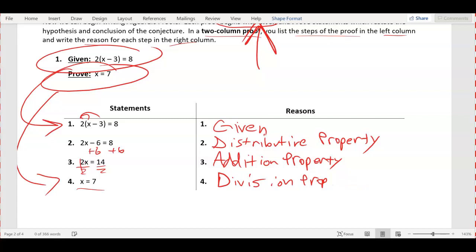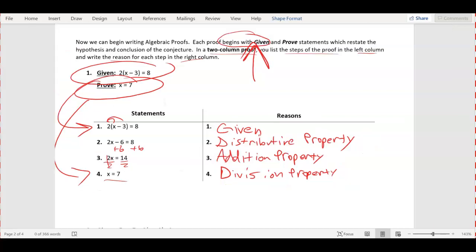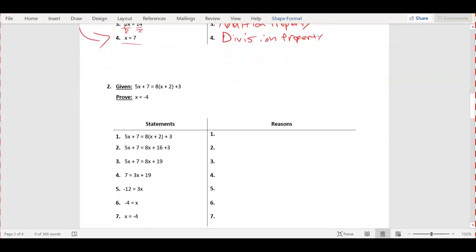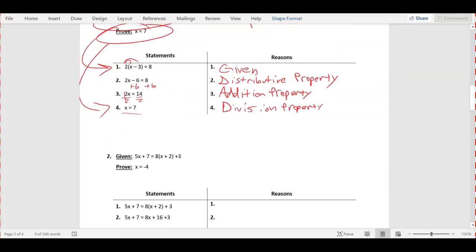That's super ugly. Forgive my handwriting here. Sorry about that. Now, let's look at number 2. Has everyone got the first one down? I'm just doing it step by step, giving my reasons on the right, okay?